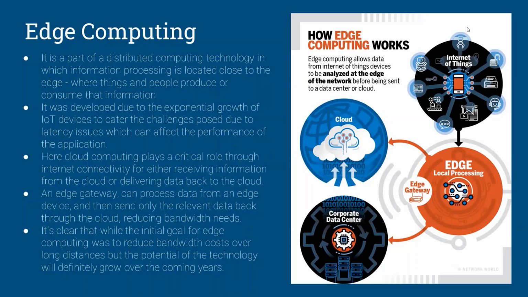Here I've given a diagram of how edge computing works. Edge computing basically allows data from Internet of Things, IoT, devices to be analyzed at the edge of the network before being sent to the data center or cloud. You can see that IoT devices are connected to the edge, where the local processing takes place before being sent to the cloud or data center for further processing and for extracting more details.